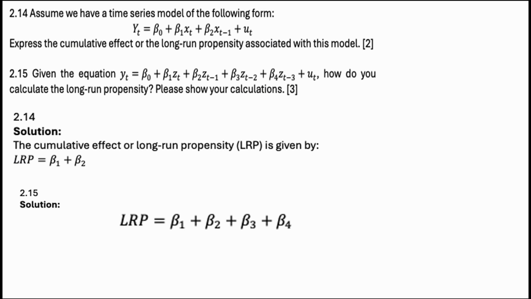Okay, so now for 2.14, assume we have this time series, express the cumulative effect or the long run propensity. So we discussed long run propensity. You just sum up beta 1 and beta 2. If there were more, beta 1, beta 2, beta 3, beta 4, etc., you sum those up, right? And then the next question, you do exactly that. You just sum up beta 1, beta 2, beta 3, beta 4. And again, please, not the constant, okay? Cool.